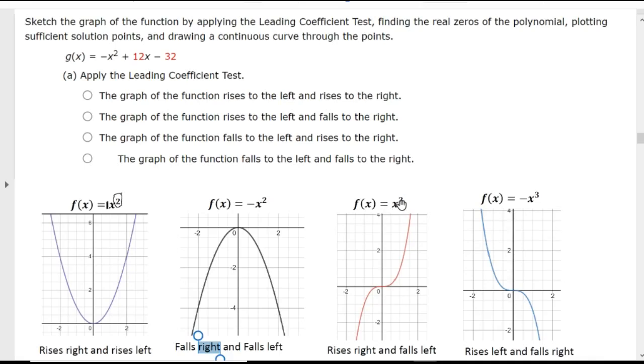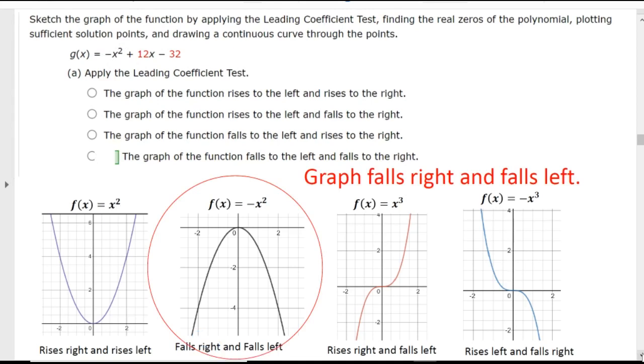The third one says if you have an odd exponent with a positive leading coefficient, then your graph is going to rise to the right and fall to the left. And the last one, if you have an odd degree and your leading coefficient is negative, then the graph is going to rise to the left and fall to the right. So if we look at our example, we have a negative leading coefficient with an even degree. That's going to be like the second graph, so the graph will fall right and fall left.